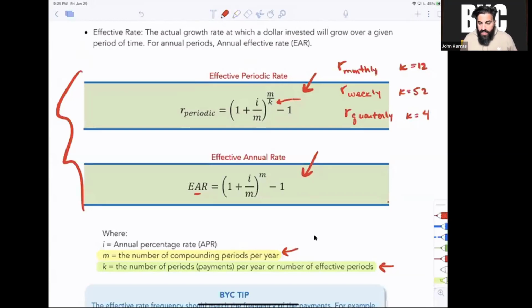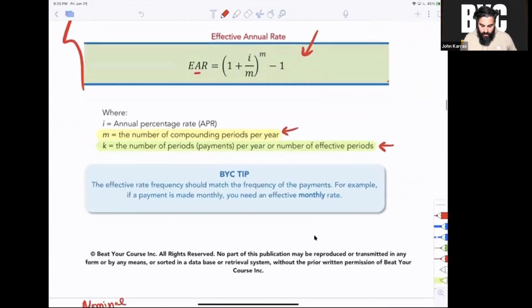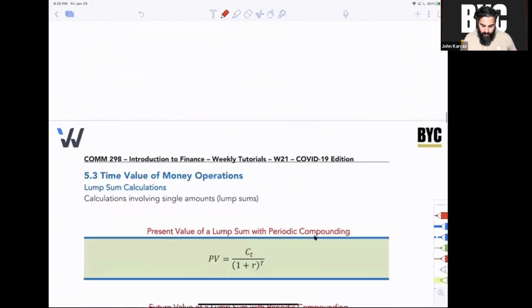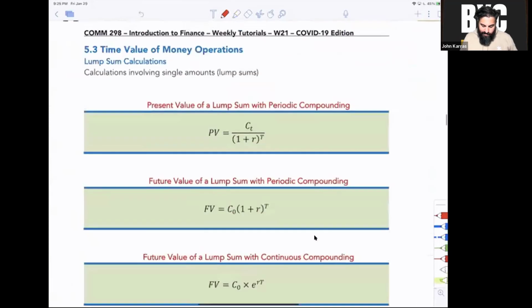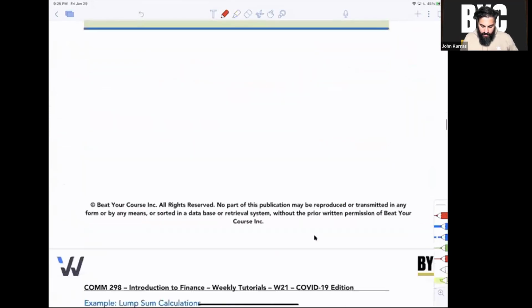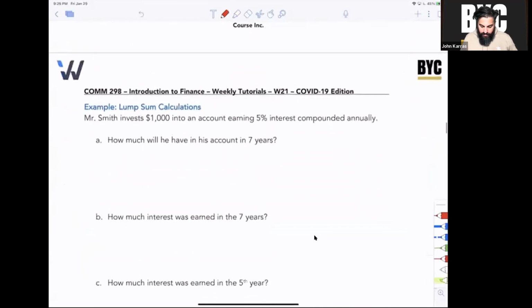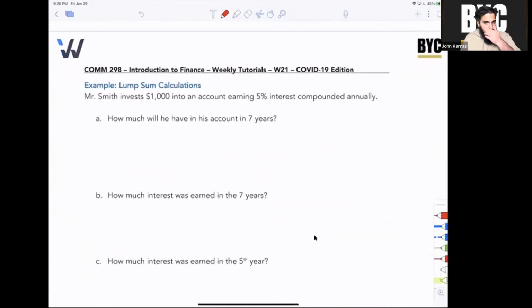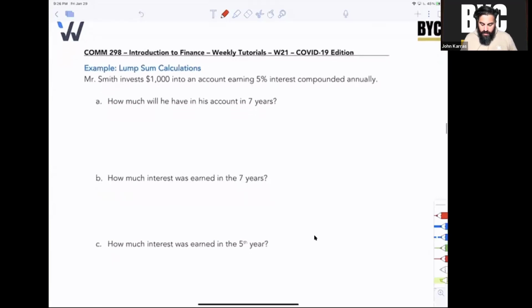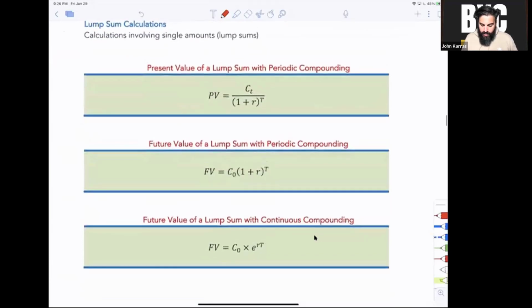So let's try and apply some of this to our first exercise. We're going to jump ahead to this page here. We have the first example, lump sum calculations. So this is a pretty basic one. We're going to get into the simplest versions of these questions, and then as we work through, they'll become more and more difficult. On this page, we're going to go over how to find the present value and the future value of a lump sum. You've got the formulas for that on the previous page.